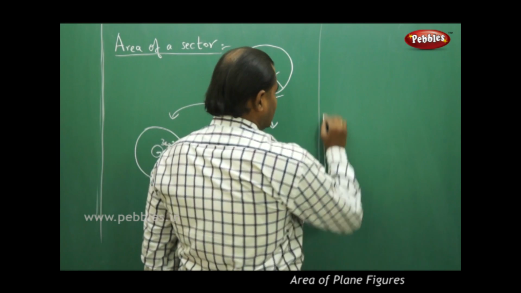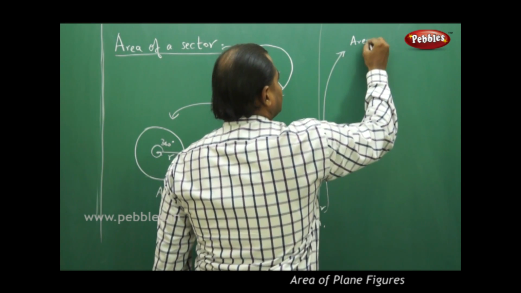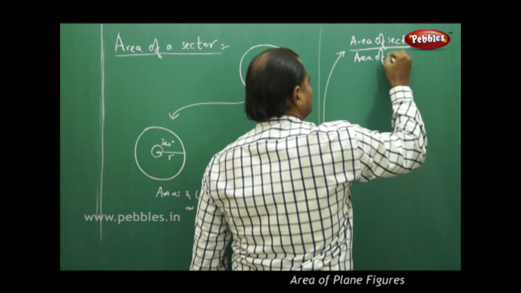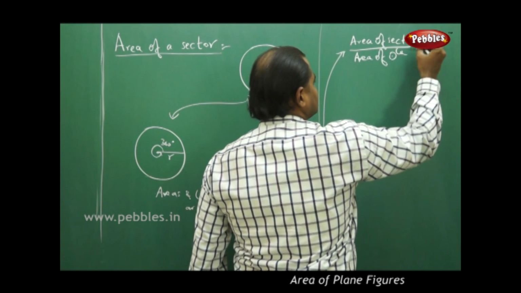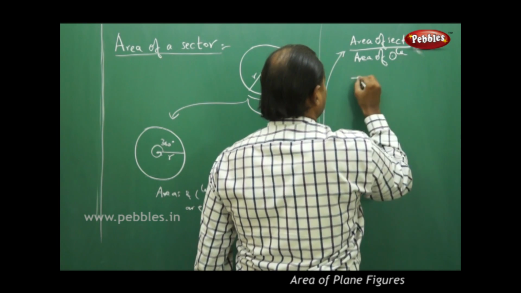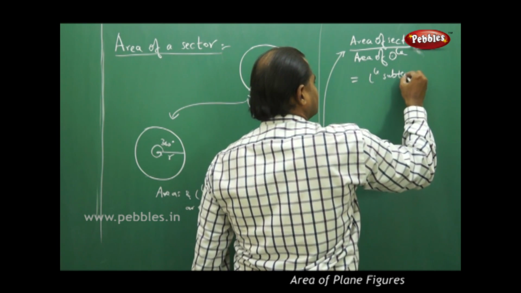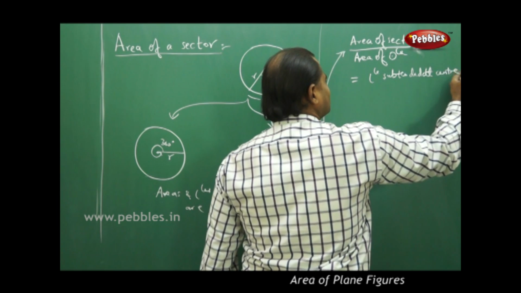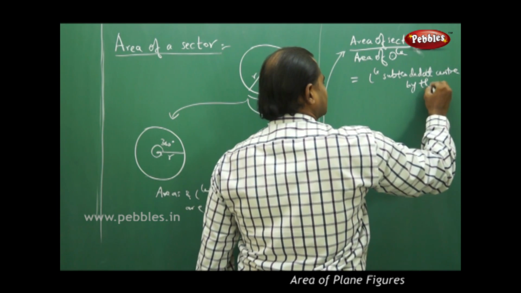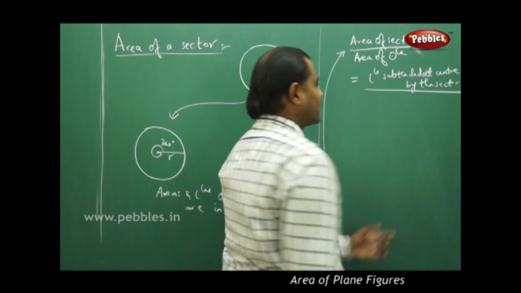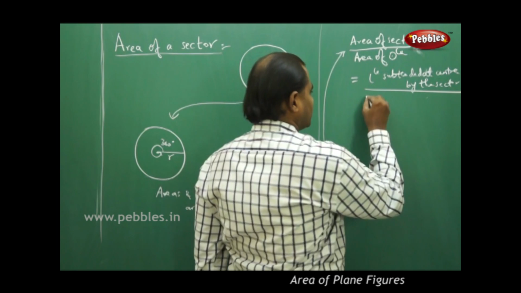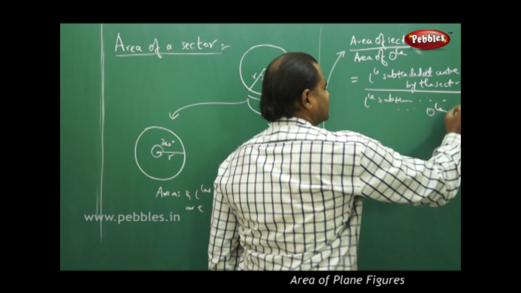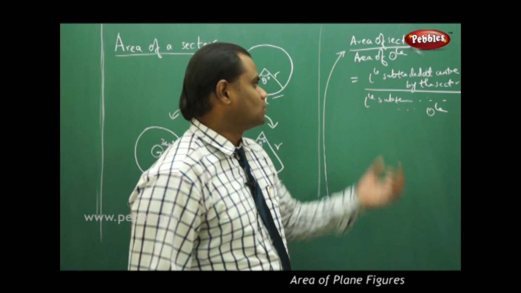mathematically, I have area of sector divided by area of circle in the same proportion, thus being equal to the angle subtended at the center by the sector divided by the angle subtended at the center by the circle. So let's see what each of them are.